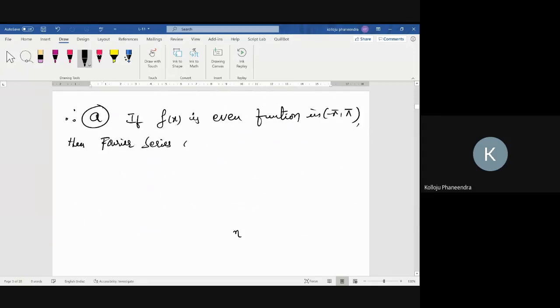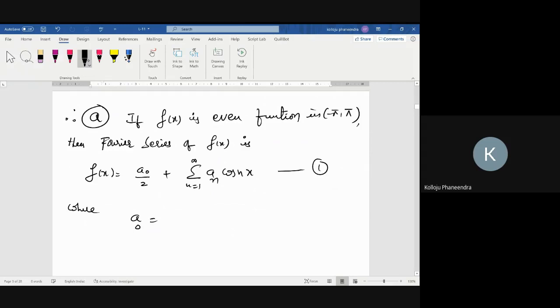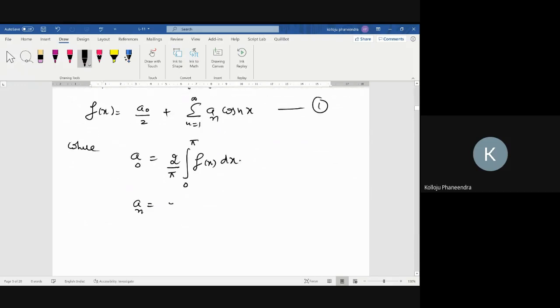Then the Fourier series of f of x: bn value is 0, only the a0 and an terms will be there. So f of x equals a0 by 2 plus the summation n equal to 1 to infinity of an cos nx, equation 1. And what is the an formula? Actually the limits are minus pi to pi, now this becomes 2 times 0 to pi. Already 1 by pi is there, so a0 is 2 by pi integral of f of x dx, and an is also 2 by pi integral 0 to pi of f of x cos nx dx.